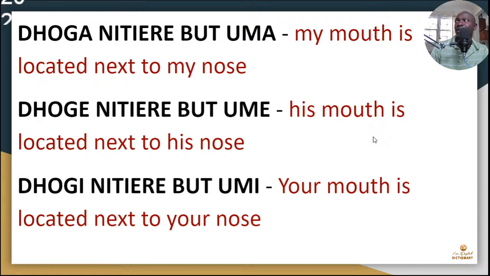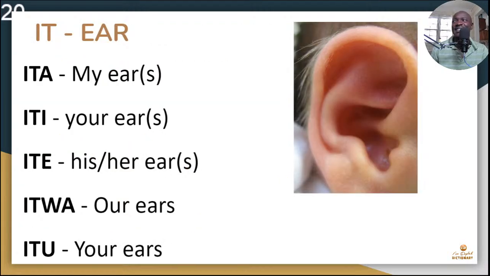So the next one is the ear, which is it. It is ear. So in possessive terms, ita, my ears, iti, your ears, ite, his ears, itwa, our ears, itu, your ears. Now itu means many people's ears. You're like all of you.